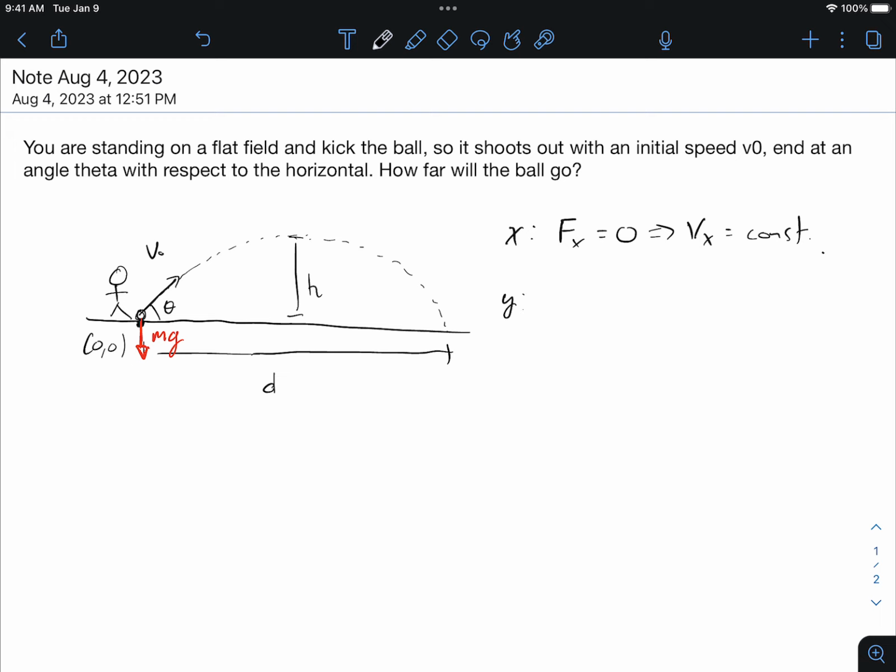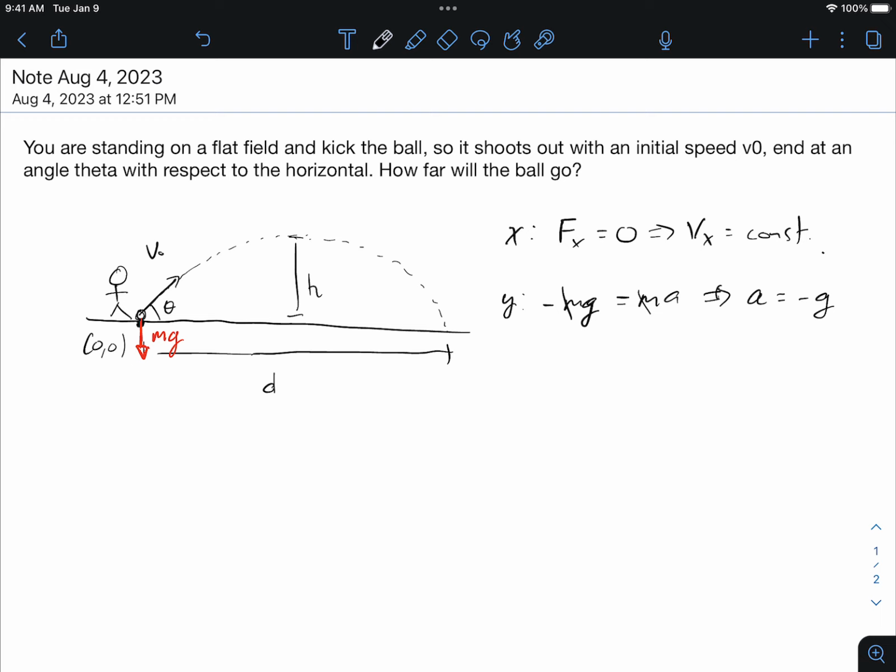Now along the y-axis, I see exactly one force, and it points down. So I'm going to write minus mg, and that's going to be equal to ma, the acceleration. And so notice the m's cancel, and I get that the acceleration is minus g, which is the statement that everything falls with the same acceleration according to gravity, if subject to gravity. So bottom line is that the ball is just falling down with constant acceleration.